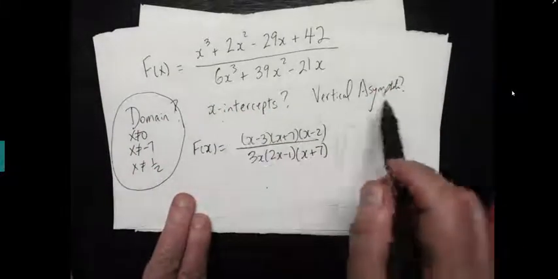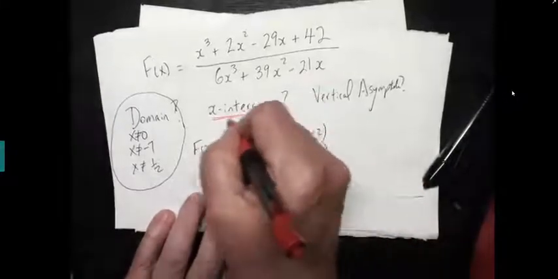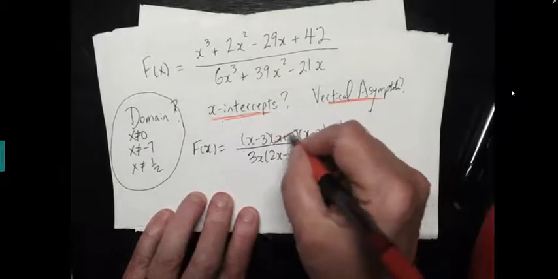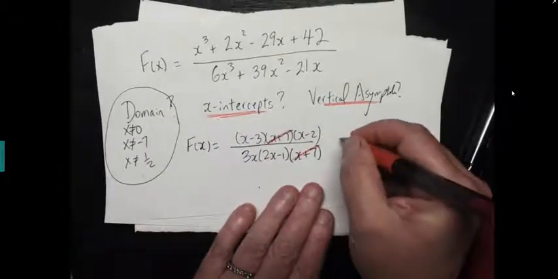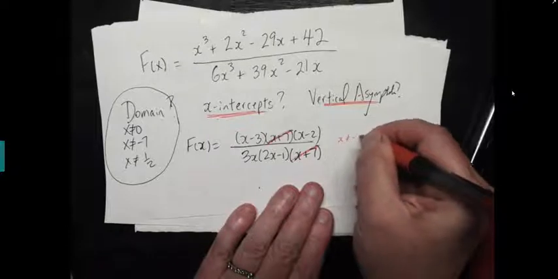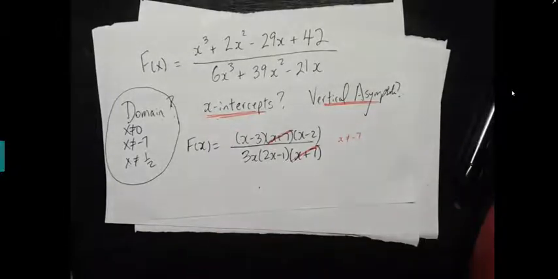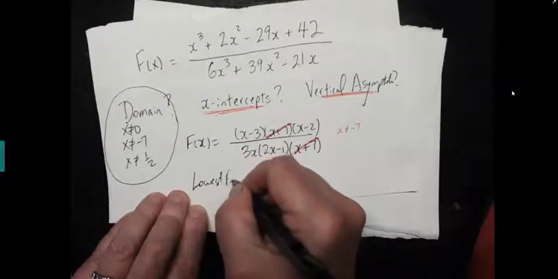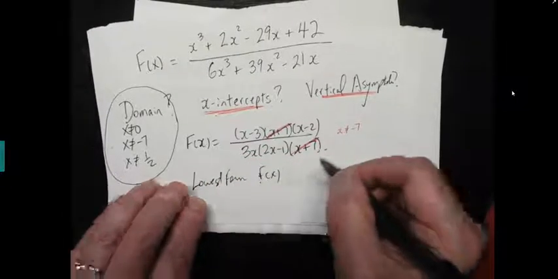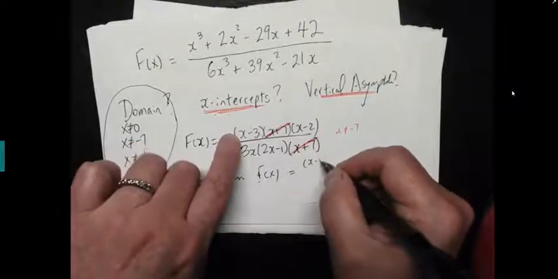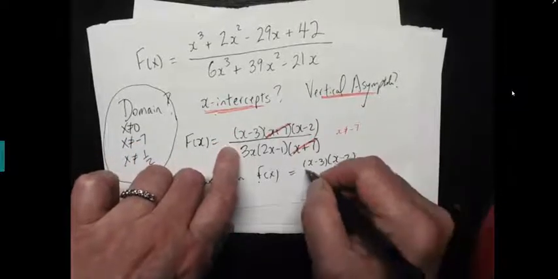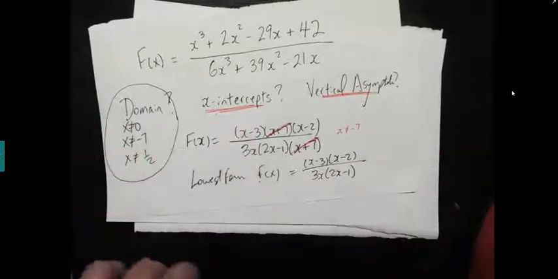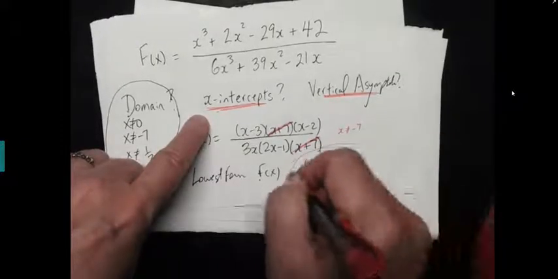Now, what about x-intercepts and vertical asymptotes? You have to consider that after cancellation. And so I can do this cancellation as long as x is not equal to negative 7. Okay. So the lowest form of f of x is going to be x minus 3 times x minus 2 all over 3x times 2x minus 1. So for x-intercepts, we look at lowest form.